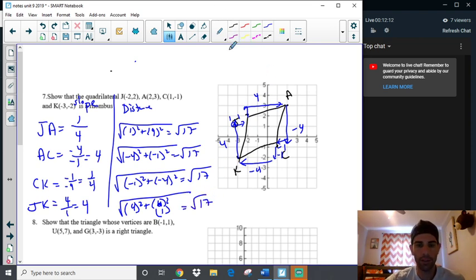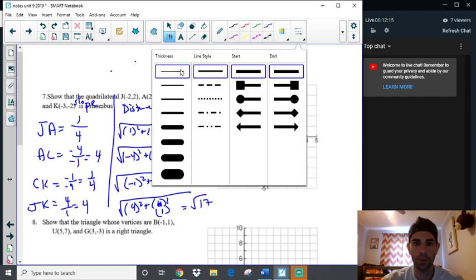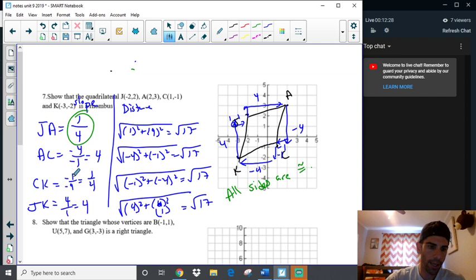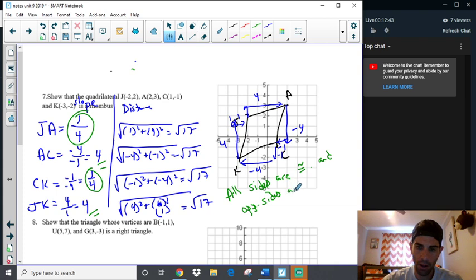Now, how do I prove that this is a rhombus? Well, the first thing I can show is all sides are congruent. And what else is important? JA and CK have the same slope. AC and JK have the same slope. And opposite sides are parallel. Done. So there you go for number 7.